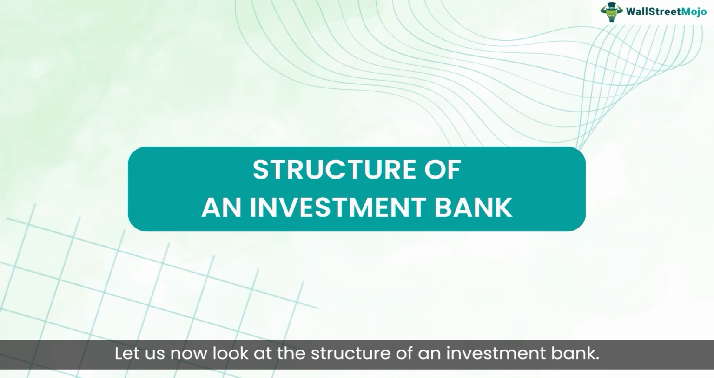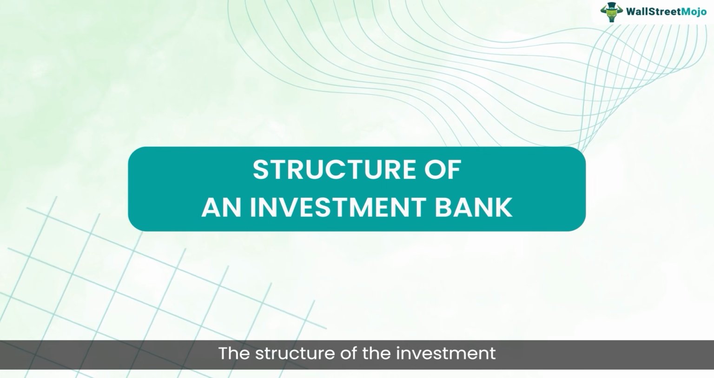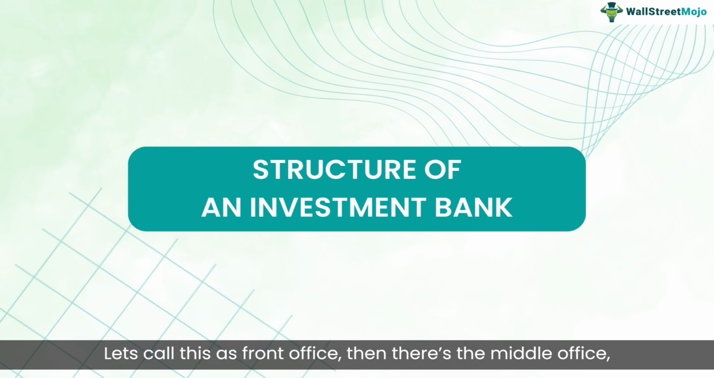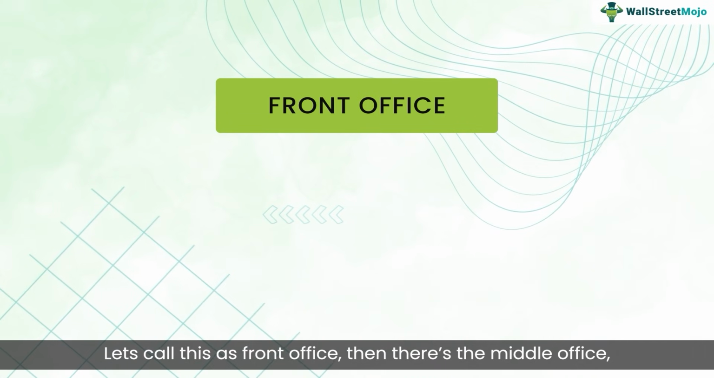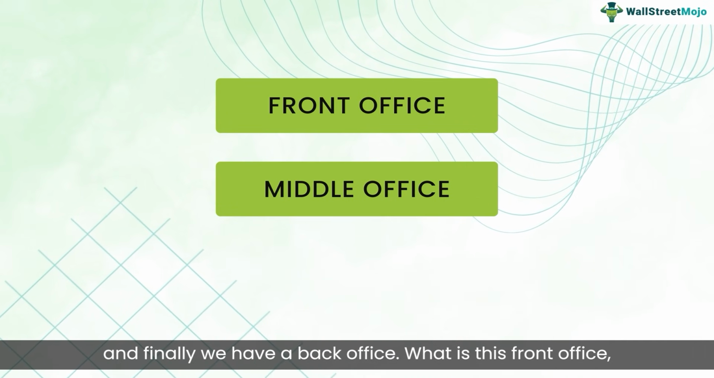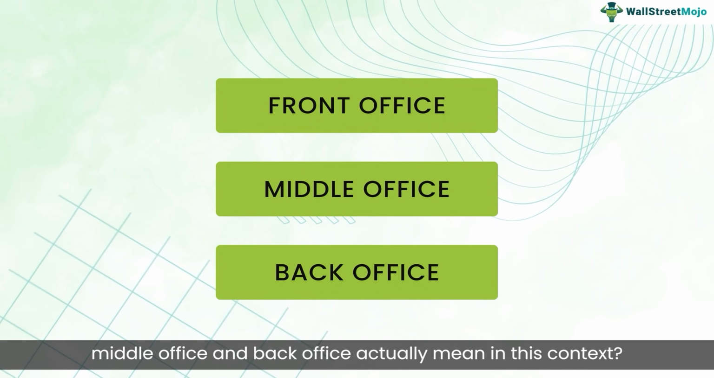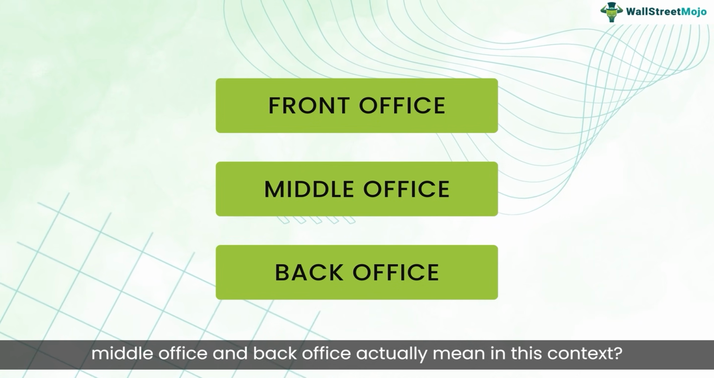Let us now look at the structure of an investment bank. The structure of an investment bank is actually divided into 3 levels. Let's call this the front office, then there is the middle office, and finally we have the back office. So what do the front office, middle office and back office actually mean in this context?